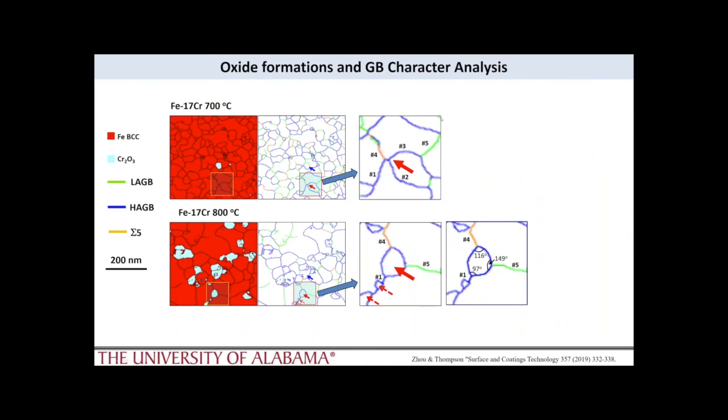What we're going to do is look at this particular region highlighted by this yellow box. At 700 degrees C, we can see this junction and there's no chromium oxide. Once we went to 800 degrees C, we see that the chromium oxide particle phase precipitates out of the boundary. We can even see along one particular boundary additional oxides forming, but on the other boundaries not.